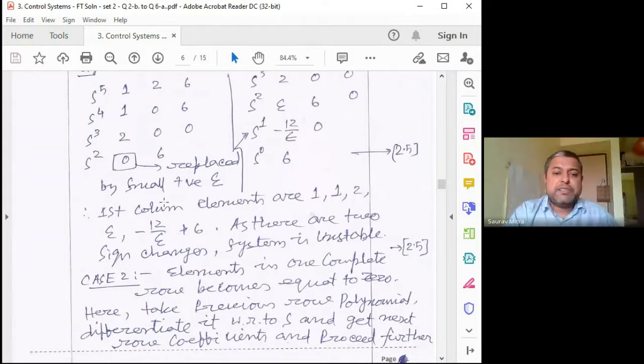And what is the logic? First column elements are 1, 1, 2, epsilon, minus 12 by epsilon and 6, and there are 2 sign changes. Where are the 2 sign changes? One is from positive epsilon to minus 12 by epsilon. This is one sign change. Another sign change is from minus 12 by epsilon to 6. So as there are two sign changes in the first column, the system is unstable. And how many poles are there in the right hand side of the S plane? You have to say that there are two sign changes in the first column, hence there are two poles in the right hand side of the S plane. So the system is unstable, and the degree of instability is that there are two poles in the right hand side of the S plane.